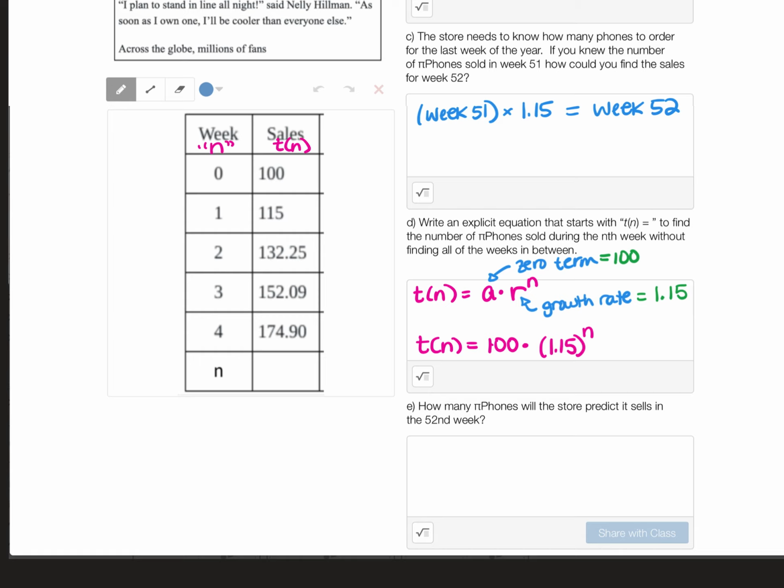So on this next question, how many pie phones will the store predict it will sell in the 52nd week? Well, that's just asking you to do T of 52. So I'm substituting in 52 for n. And then at that point, you would want to use your calculator. And you're going to find this ends up being quite a large number. So it ends up being 143,313 phones, because we're going to need to round it since we can't sell a partial phone.